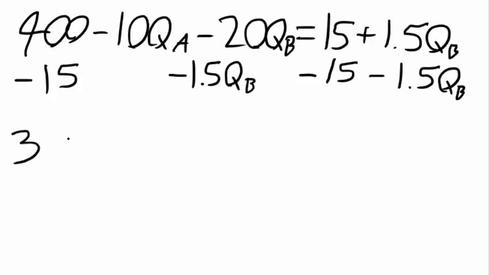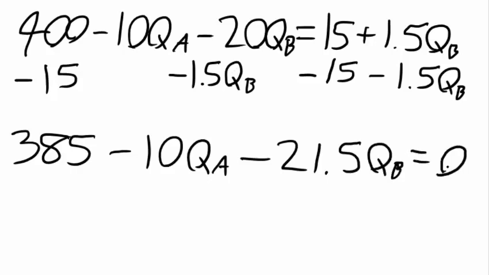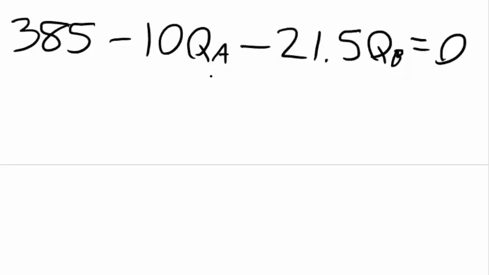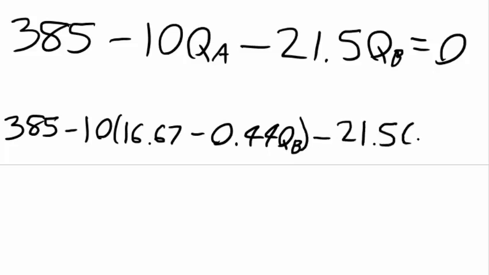And we get 385 minus 10 QA minus 21.5 QB, and that equals 0. And we know what QA is, so we can substitute that function in for it. So we have 385 minus 10 times what we found QA to be, which was 16.67 minus 0.44 QB, minus 21.5 times QB, and that equals 0.